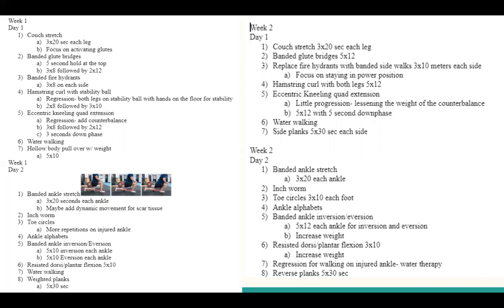All right, so for our exercise prescription program, throughout each of the 6 weeks, we focused on overall progression. For week 1, we regressed the eccentric kneeling quad extension by adding a counterbalance, and we regressed the gait with water walking. And for week 2, we lessened the weight of the counterbalance for progression with the eccentric kneeling quad extension, and we also increased the weight for the banded ankle rehabilitative exercises.